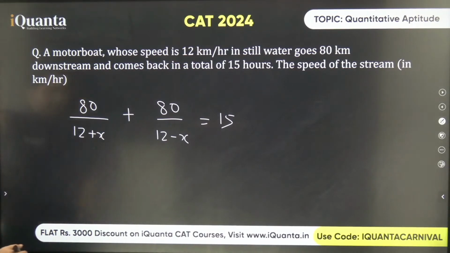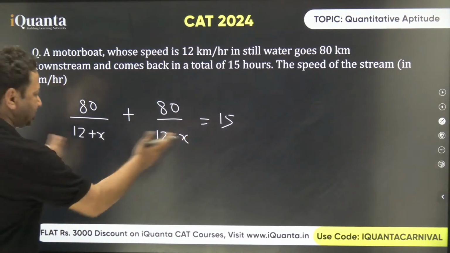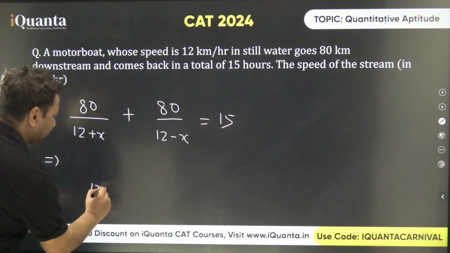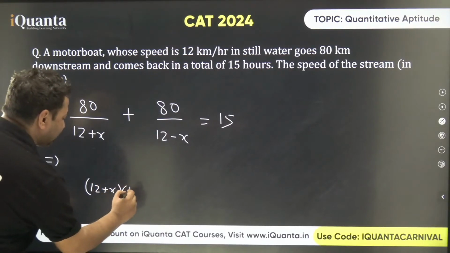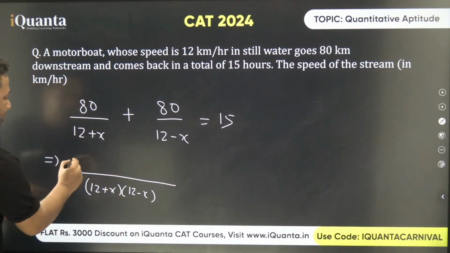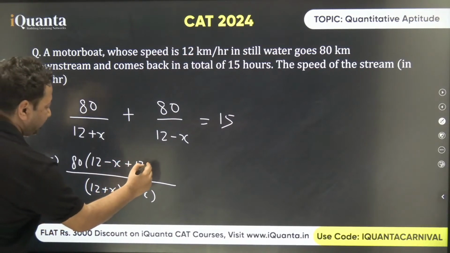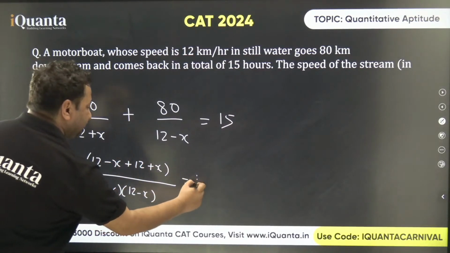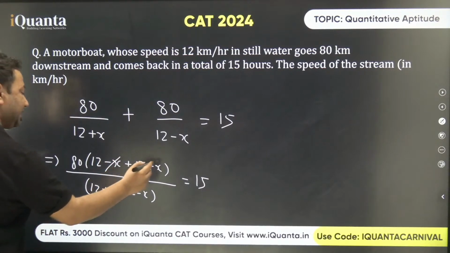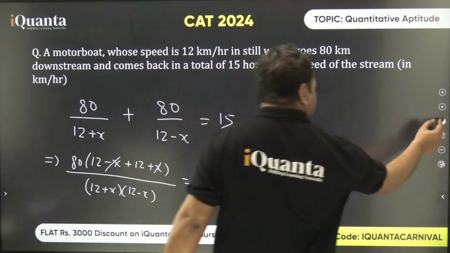The equation is clear, right? Now all of you know how to solve it. So I just multiply them: 12 plus x multiplied by 12 minus x. In the bracket, I can take 80 common, and I have 12 minus x plus 12 plus x. This would be equal to 15. All right, with x and x getting cancelled. Thank God, we are saved, right?